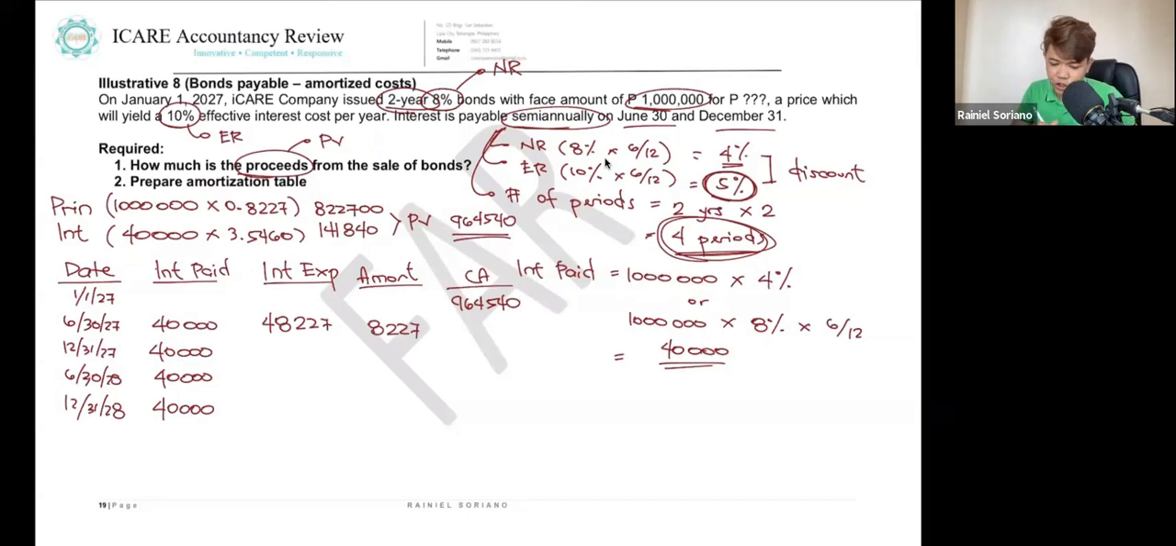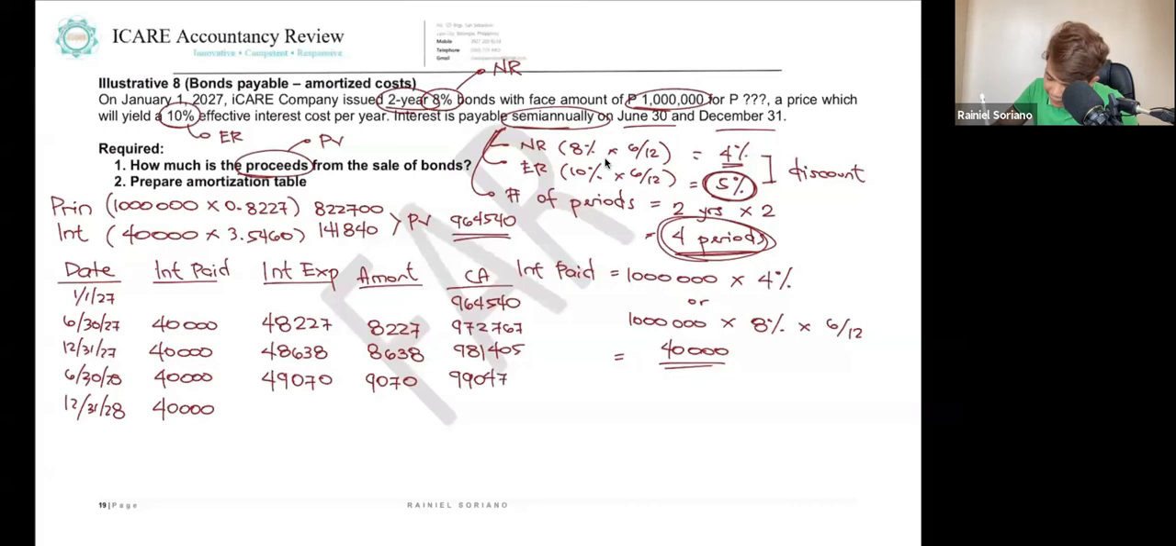Kapag discount, ina-add ang amortization, so 8,227 plus 964,540 is equal to 972,767. Okay? Times 5% ulit. The interest expense is equal to 48,638 minus 40,000. This is equal to 8,638. Then add mo ulit yan sa 972,767. This is equal to 981,405. Times 5% mo ulit. Ang lalabas dito is 49,070. Minus 40,000, amortization will be 9,070. Then plus 981,405. Ang lalabas dito is 990,475.